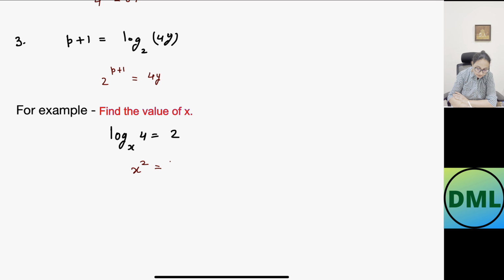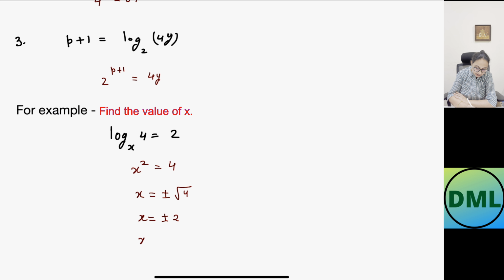We know that x square is with power 2. If I find out the answer for x, I have to take the root of that number. x will be written as plus minus root 4. x will be written as plus minus 2. The two values of x are x is equal to 2 and x is equal to minus 2.